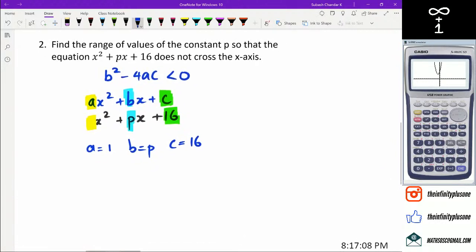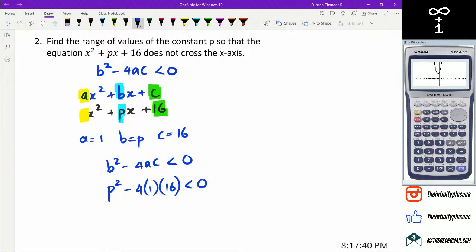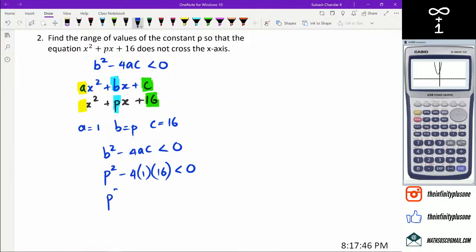Sometimes, and I know that they did do this in past papers, if you set up this equation and substitute into b squared minus 4ac less than 0, you can actually end up getting an achieved just for that. I don't know if they're still doing that, but it's always worth knowing. So in this case, because b squared minus 4ac is less than 0, we're going to write this as p squared minus 4 times 1 times 16, which is less than 0. So in other words, what we've got here is p squared minus 64 is less than 0.